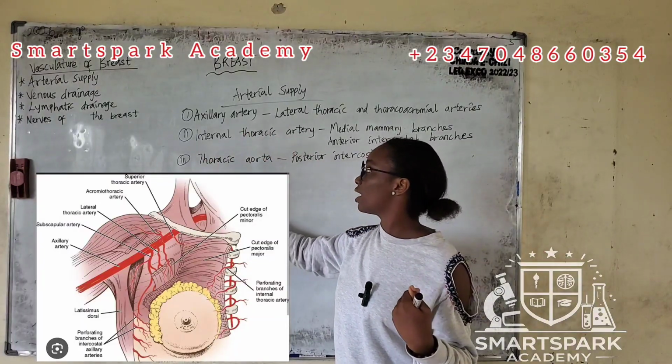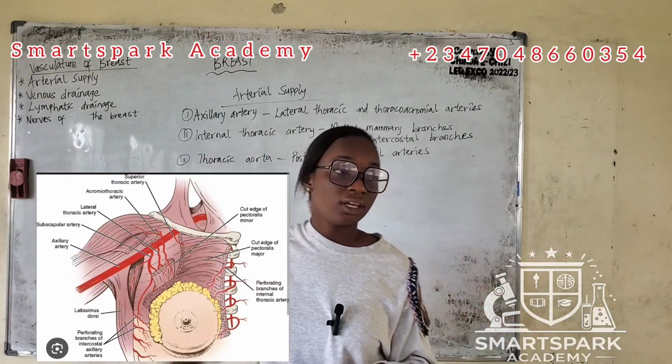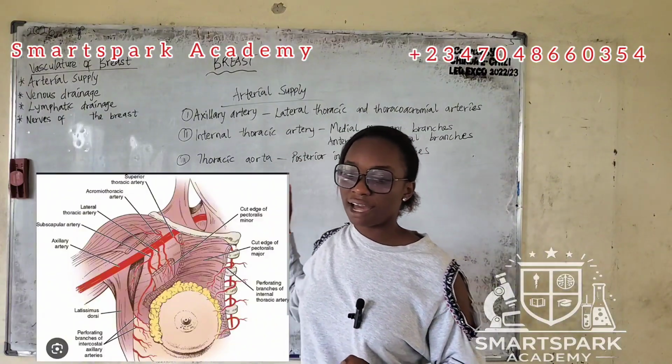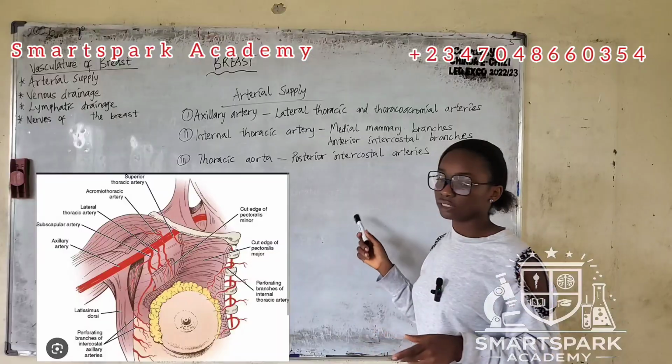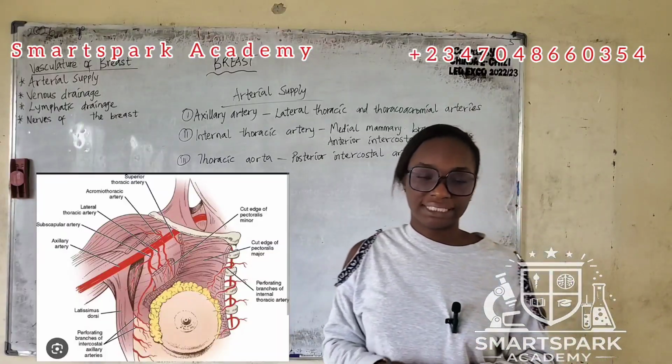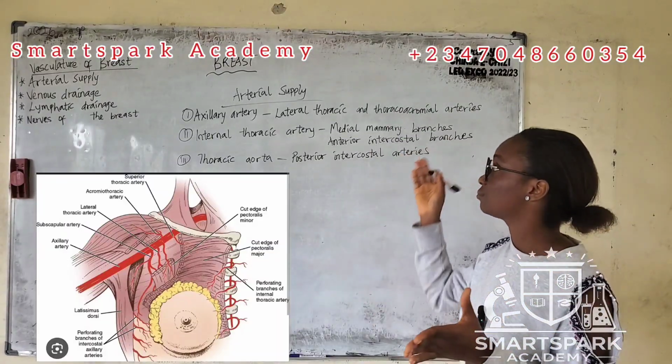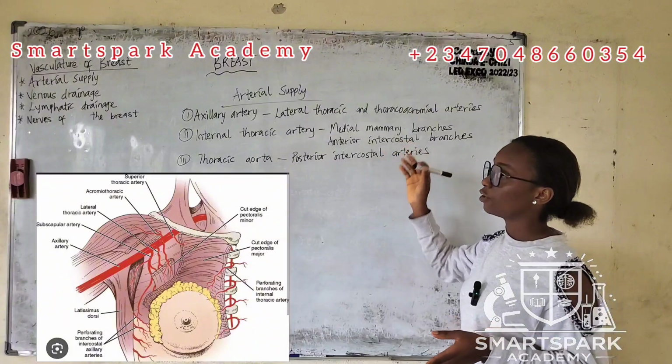And the last one we have is the thoracic aorta. The posterior intercostal arteries, which are branches of the thoracic aorta, in the second, third, and fourth intercostal spaces. So that's that on the arterial supply of the breast.